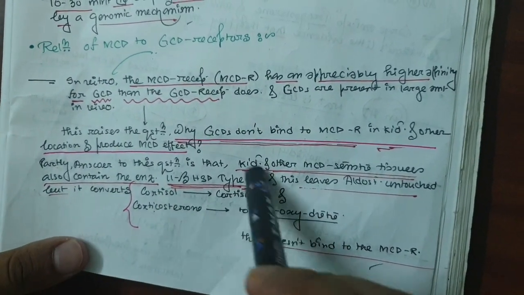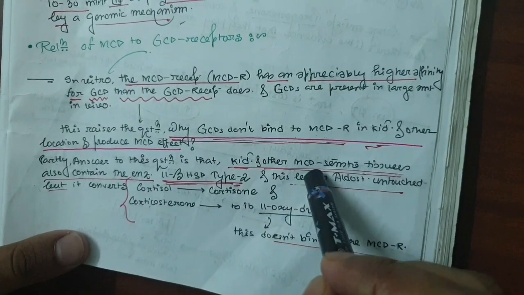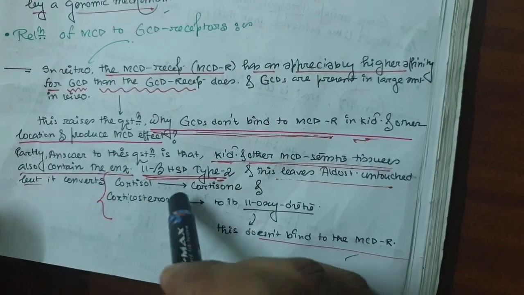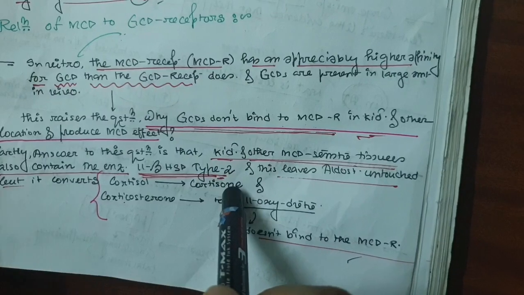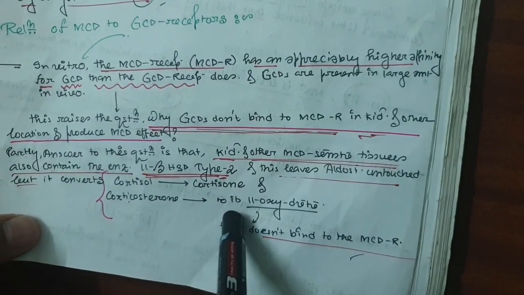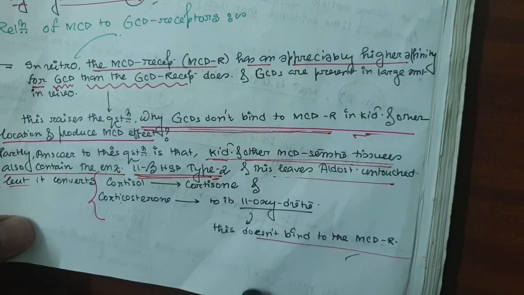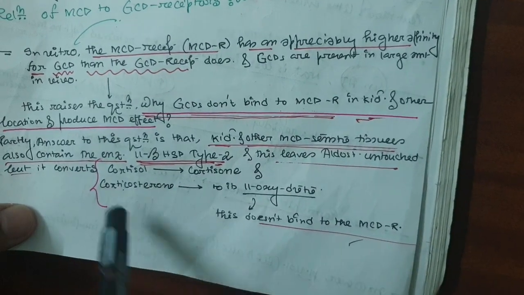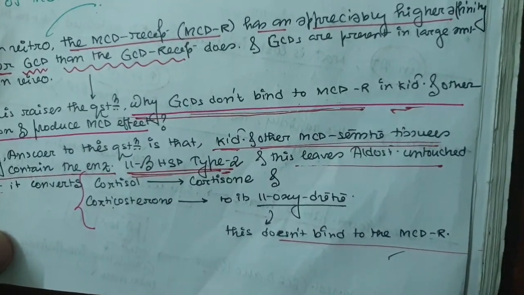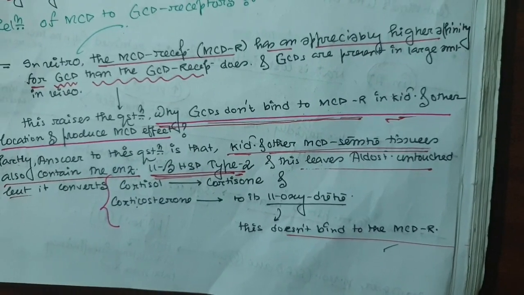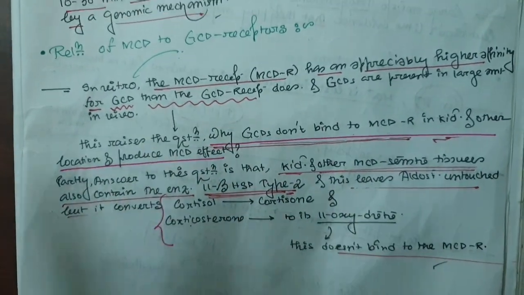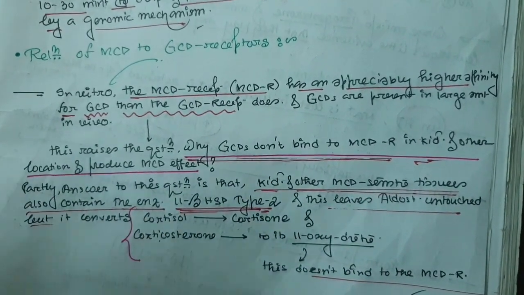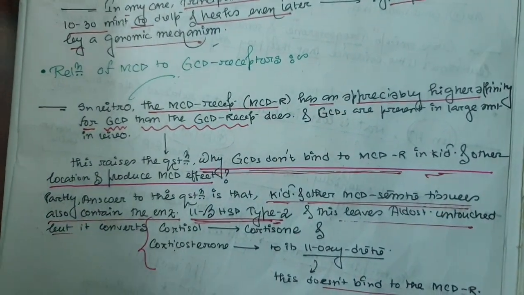So, the 11-beta HSD type 2 present in the kidney and other mineralocorticoid-sensitive tissues leaves aldosterone untouched because it converts cortisol to cortisone, as you already know, and also corticosterone to its 11-oxy derivatives. And these two products, the cortisone and the 11-oxy derivatives of corticosterone, never bind to the mineralocorticoid receptor. So only aldosterone is left to bind the mineralocorticoid receptor. So glucocorticoids, even though they have much more affinity for the mineralocorticoid receptors, never bind to them due to the presence of these enzymes only.